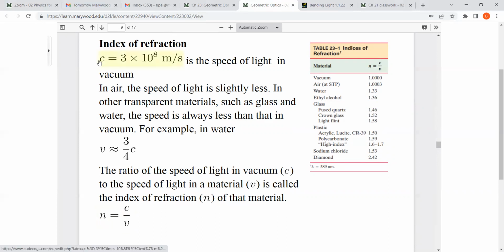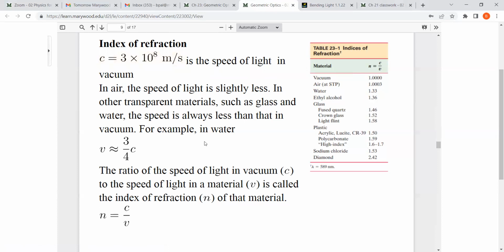Now c is the speed of light in vacuum. That's a constant number, and the value of c is 3 times 10 to the power 8 meters per second, 300 million meters per second. Remember this is a vacuum. In air, it's slightly less than that. In air, light travels with almost this speed. It's a little less than that. I don't have the number here, but it's almost the same.